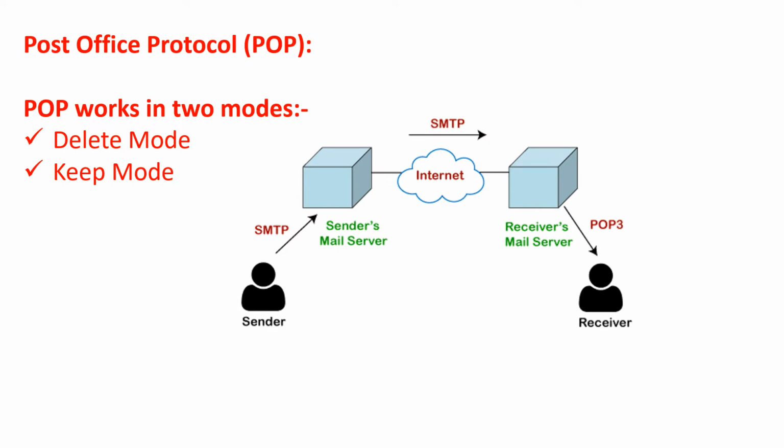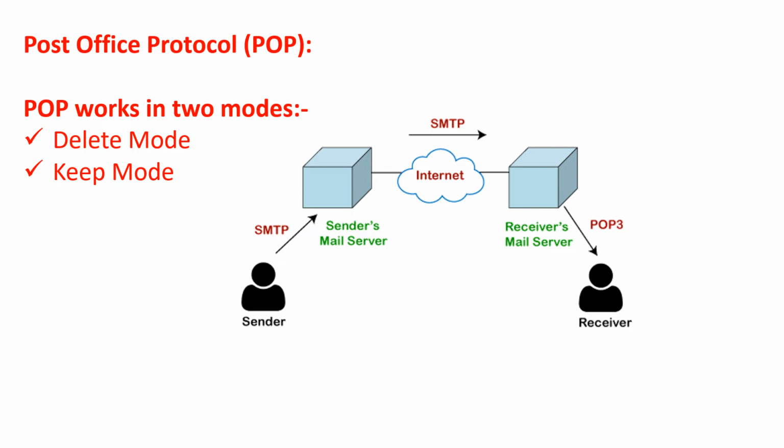Post Office Protocol, known as POP, is a simple mail retrieval protocol used by user agents, that is client email software, to retrieve mails from the mail server. When a client needs to retrieve mail from the server, it opens a connection with the server on TCP port 110, and after that the user can access their mails and download them to the local computer.